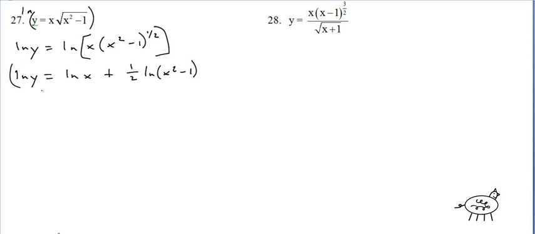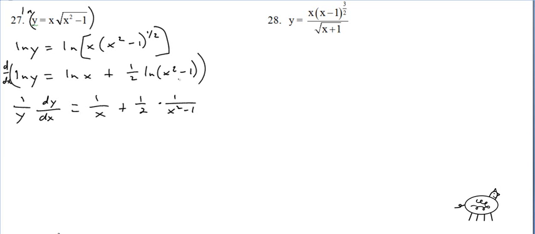And now I can take the derivative, so d/dx. Of course, when I take the derivative now, math fans, you have to realize I am doing it implicitly. So that's 1 over y dy/dx is equal to 1 over x plus 1/2 times 1 over x squared minus 1. And the derivative of x squared, again using the chain rule, is 2x. So these 2's cancel, and I wind up getting 1 over y dy/dx is equal to 1 over x plus x over x squared minus 1.